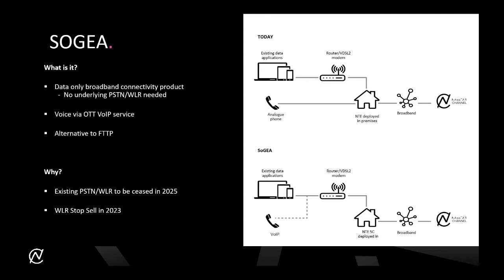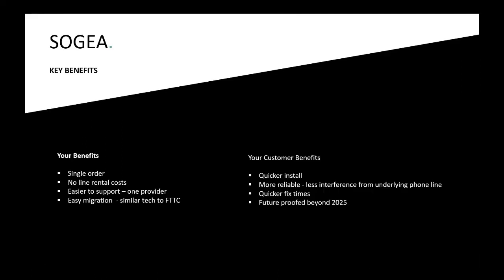Next slide, please. Benefits to SOGEA. Well, it's a single order. Like I say, there is no underlying PSTN. This is just purely a broadband service order. Because there's no underlying PSTN, there's no cost associated with that, so it's cheaper. It's easier to support, again, a single order, single provider. Migration, it's very similar to FTTC technology. Routers that support FTTC today for data are expected to support SOGEA, same speed, same technology.